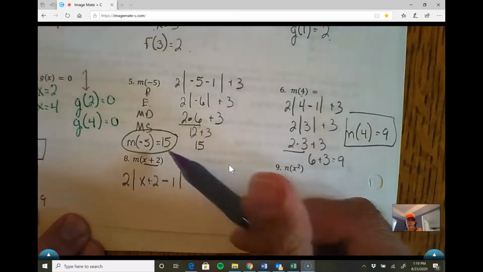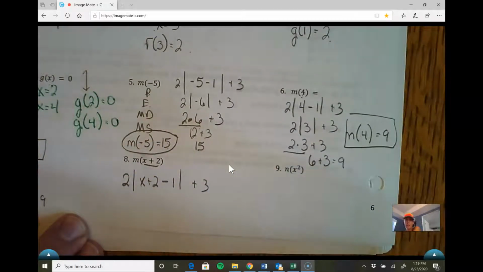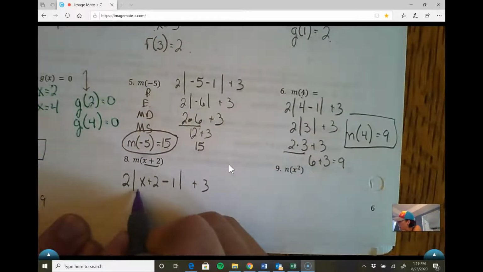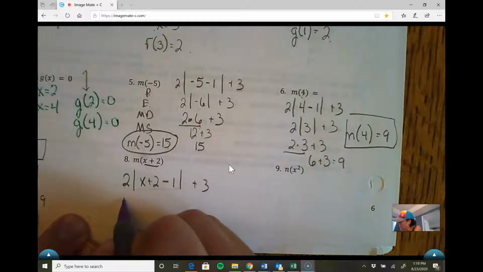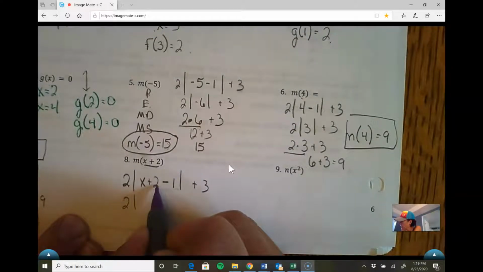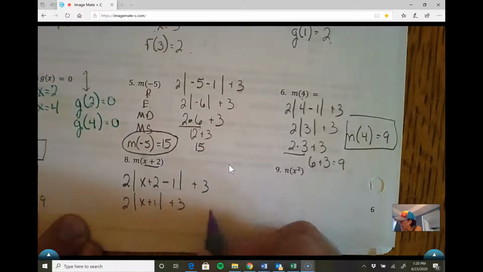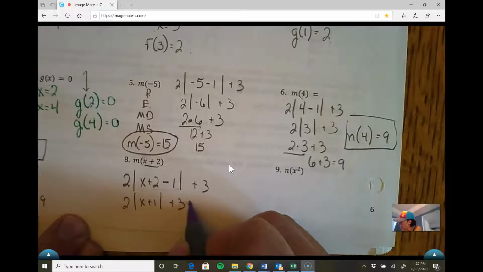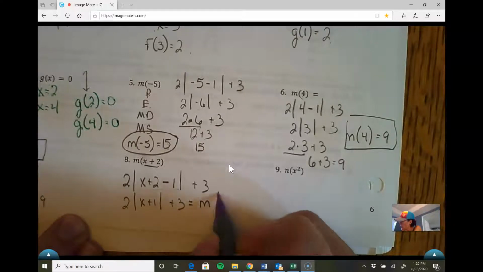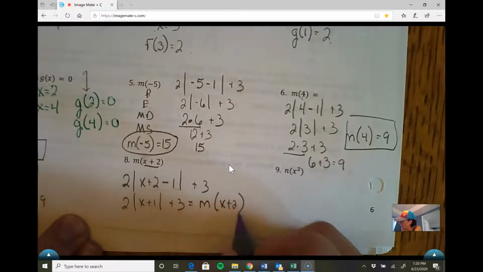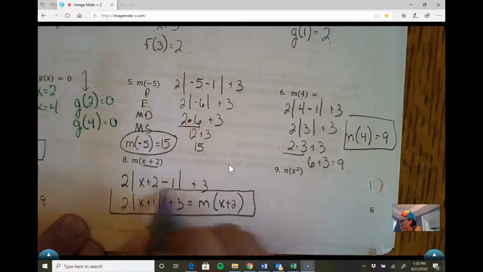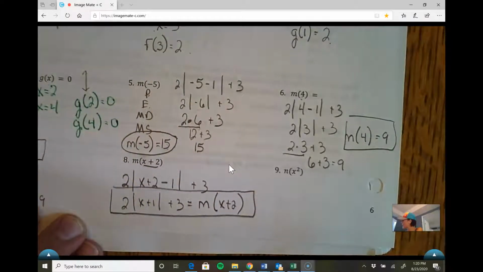All right, so what can I do here? Well, I'm not going to get an answer like this, 15. I'm just going to clean this up as much as I can. So again, I will focus inside the bars first, and it's 2, and then there's my absolute value bar, and 2 take away is 1, and that's all I can really do. Here's my new function when x was replaced with x plus 2. So a little different, a little more abstract, but same idea.